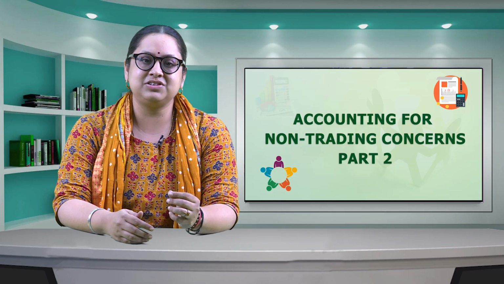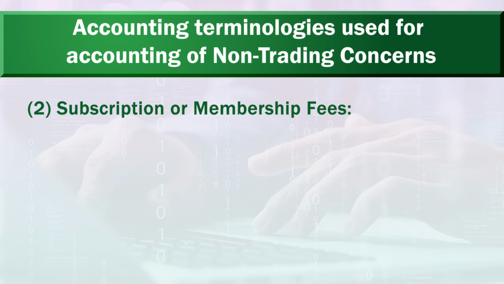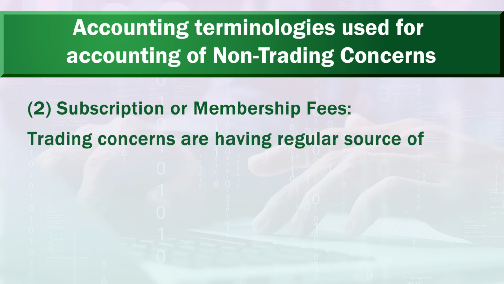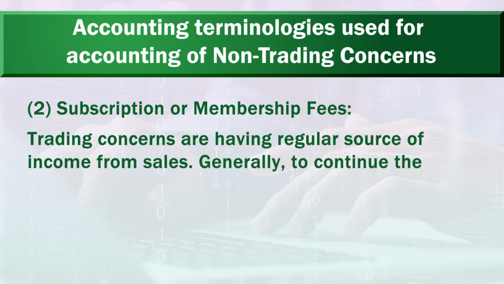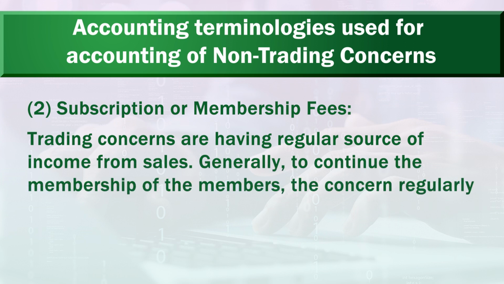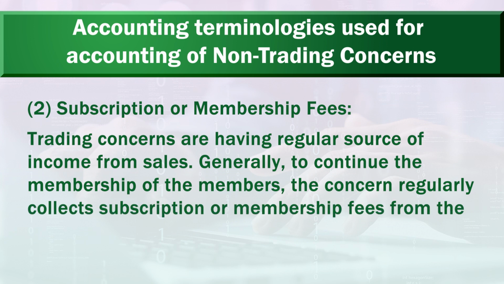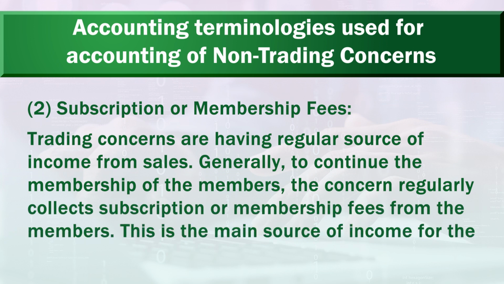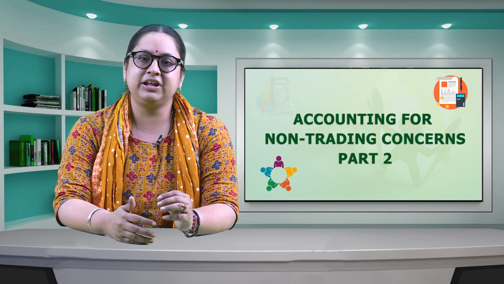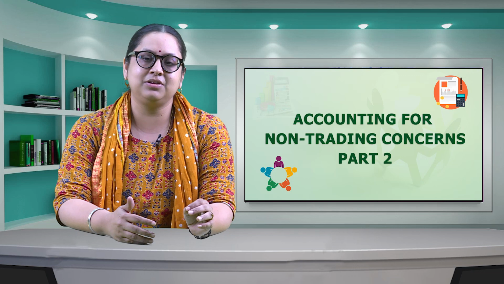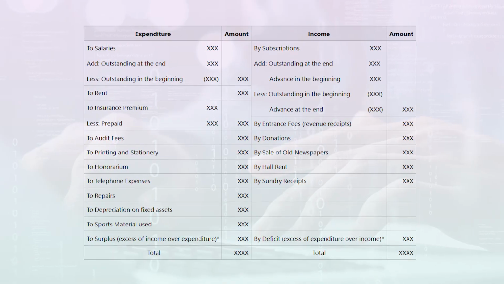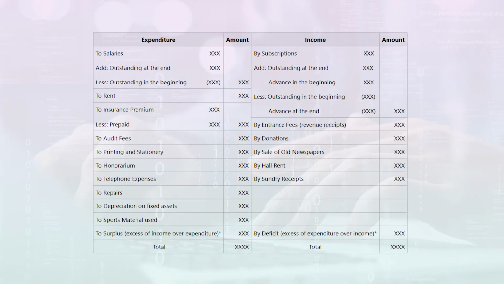The second terminology is subscription or membership fees. Trading concerns are having regular source of income from sales. Generally, to continue the membership of the members, concerns regularly collect subscription or membership fees from members. This is the main source of income for the concern. All day-to-day expenses are met from these incomes. This is regular income for such non-trading concerns. This income is treated as the revenue income and disclosed on the income side of the income and expenditure account.